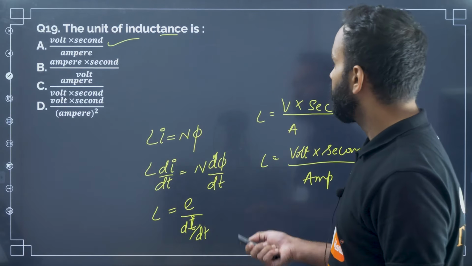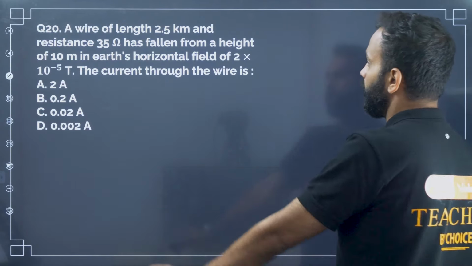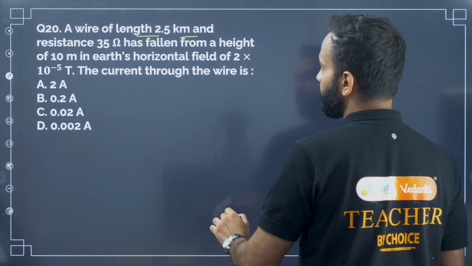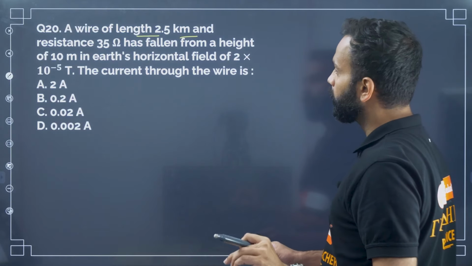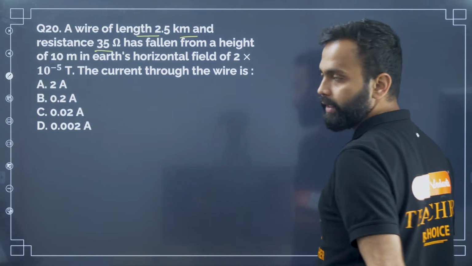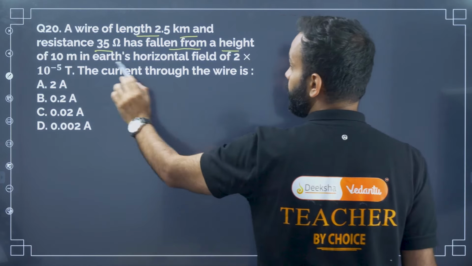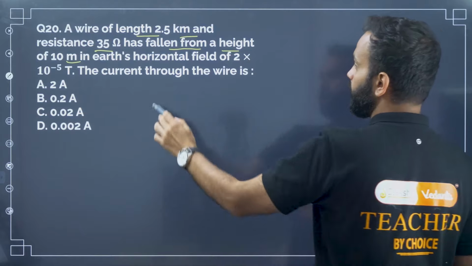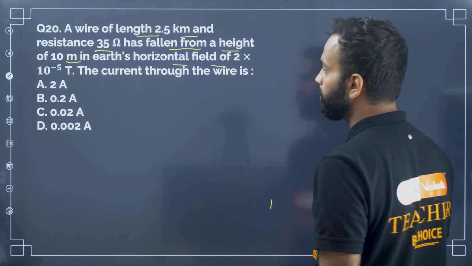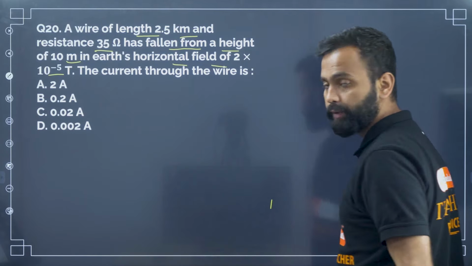Okay, question number 20. A wire of length 2.5 kilometer. Okay, length of the wire is 2.5 kilometer and resistance of the wire is also given, that is 35 ohm, has fallen from a height of 10 meter in the Earth's horizontal field of 0.3 into 10 to the power minus 5 Tesla.